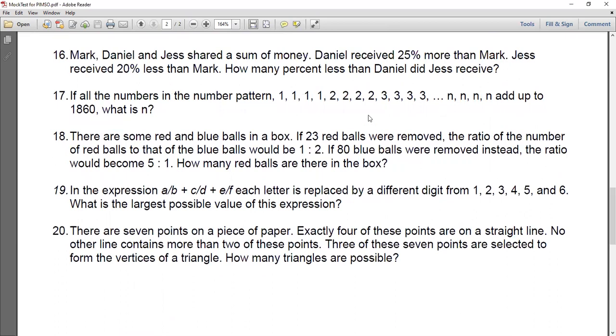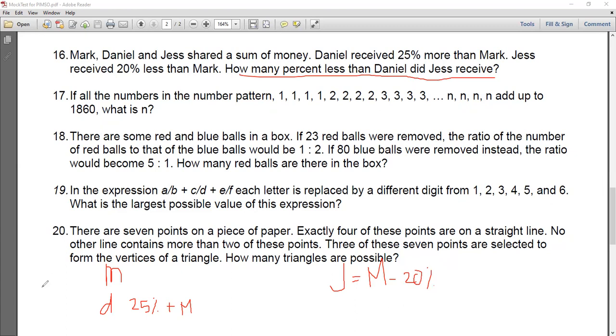Mark, Daniel, and Jess shared a sum of money. So Mark, Daniel, Jess. Daniel received 25% more than Mark. So 25% plus Mark, right? And then Jess received 20% less than Mark. So 20% less than Mark. The question now is, how many percent less than Daniel did Jess receive?